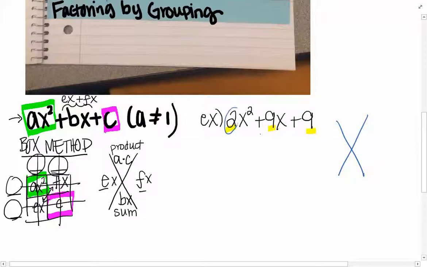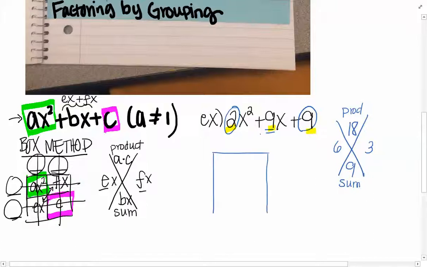So you have to take the 2 and the 9 and get the product of those two things, and that's 18, and that goes here. And then this 9 is going to go here. So we're looking for two numbers that have a product of 18 and a sum of 9. And those two numbers would be 6 and 3. 6 times 3 is 18, 6 plus 3 is 9. So now we're going to set up our box.